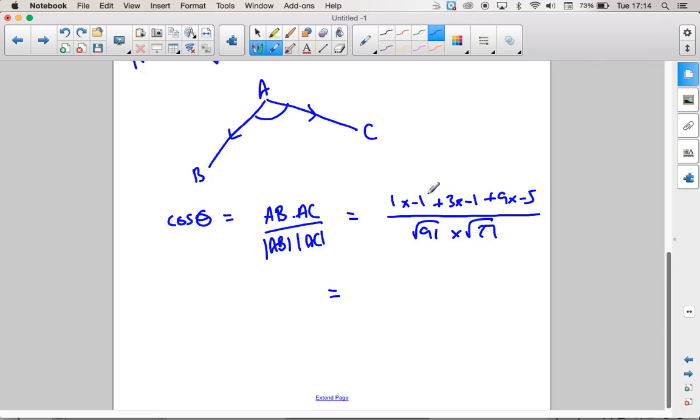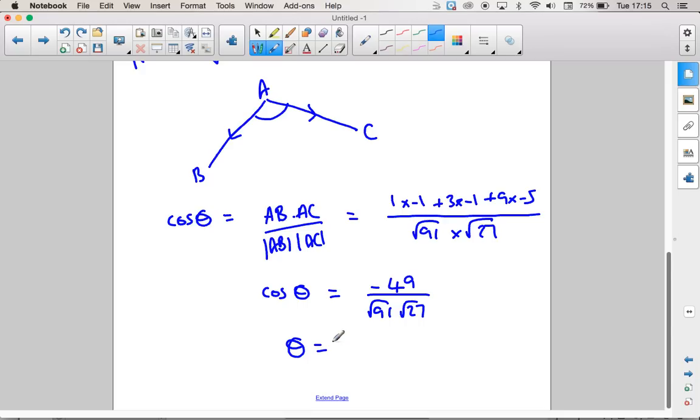So on the top, what have we got? We've got -1, -3, that's -4, minus another 45, so that's -49 over root 91, root 27, and that is cos theta. So if we work this out and inverse cos it, I'm going to do all that on my calculator now.